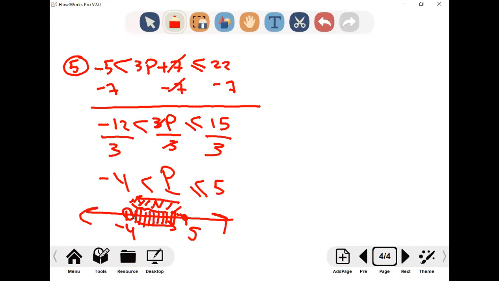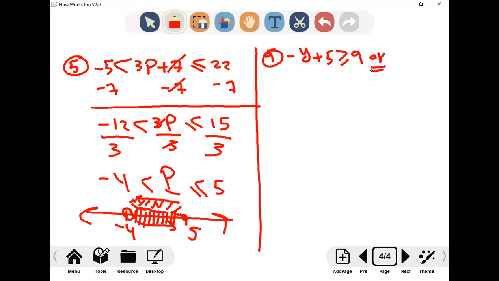Question 6, same idea. Next. Question 9. We have or, with two steps. Let's do it. Question 9: minus y plus 5 more than or equal 9 or 3y plus 4 less than -5. I'll go to this question.